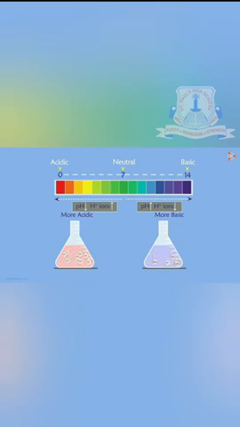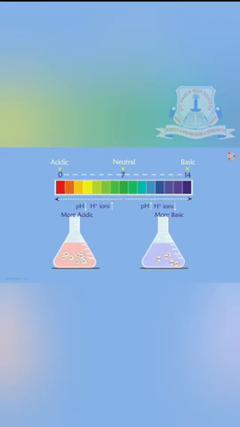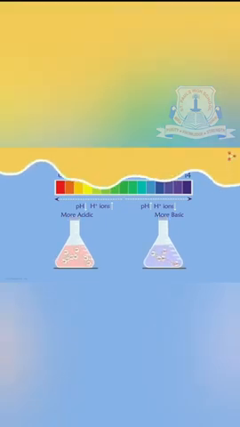Now here we are taking two solutions, solution A and B. The pH value of the first solution is 2 and the pH value of the second solution is 4. So obviously we know that both are acids, but which one will be more acidic? Remember, less pH value, more acidic. More pH value, less acidic.